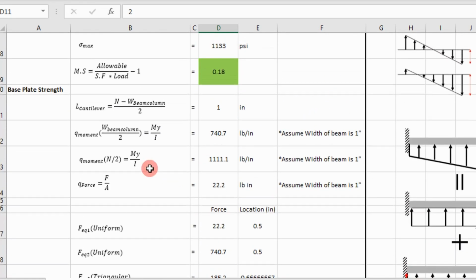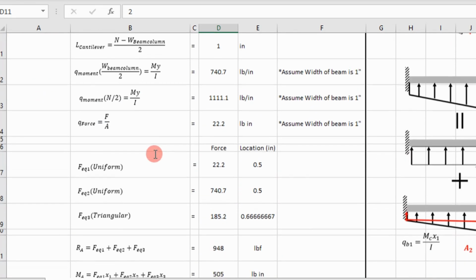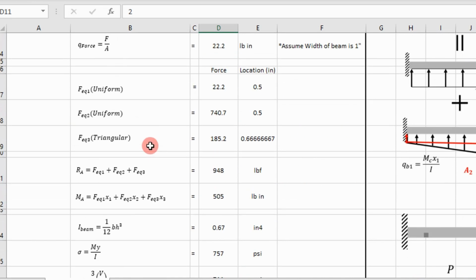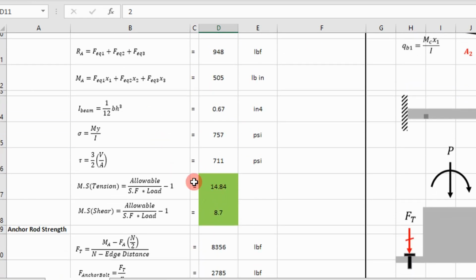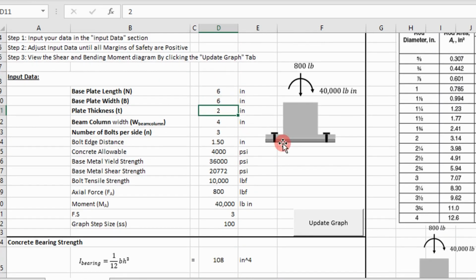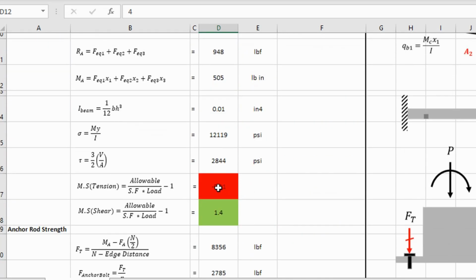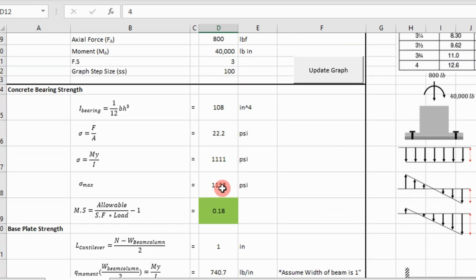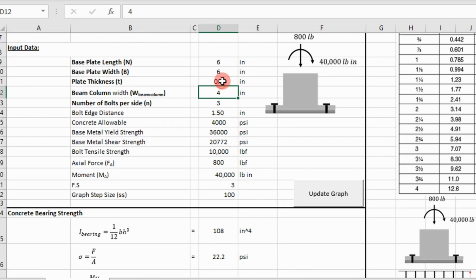And then we have, for our base plate, our design variable is our thickness. You can see our margins of safety here are telling us that our base plate thickness is sufficient, but it's too big. We've over designed this thing. So let's change our base plate thickness to 0.5. Okay, now we become negative, so that's too small. So if we change this to 1 or 0.75, what do we get?